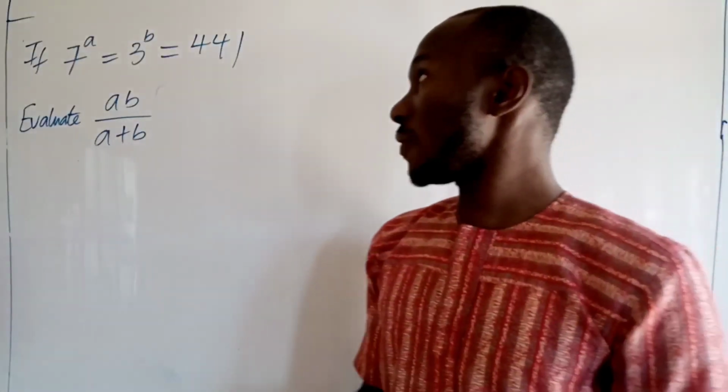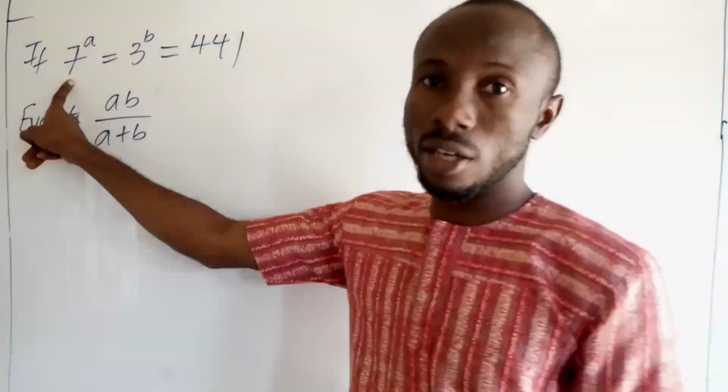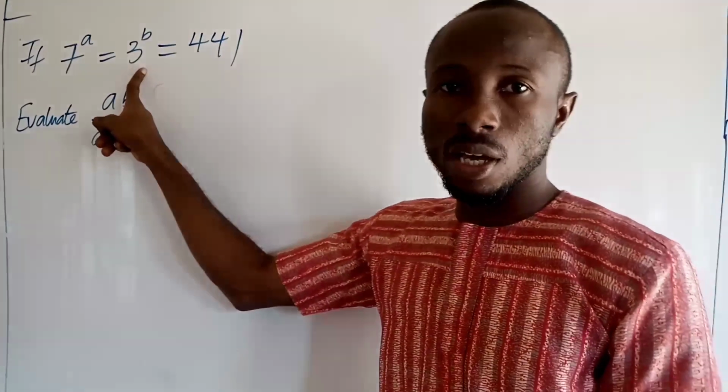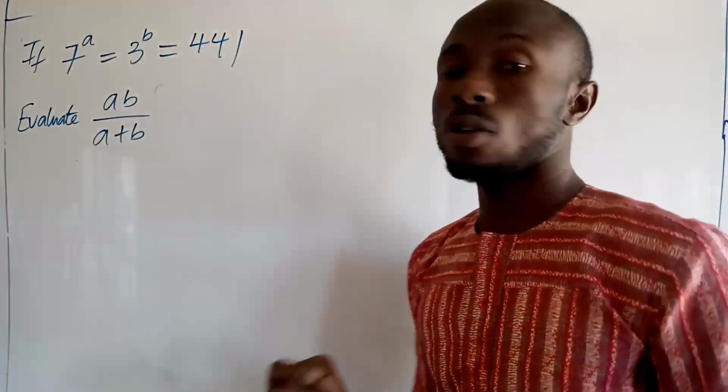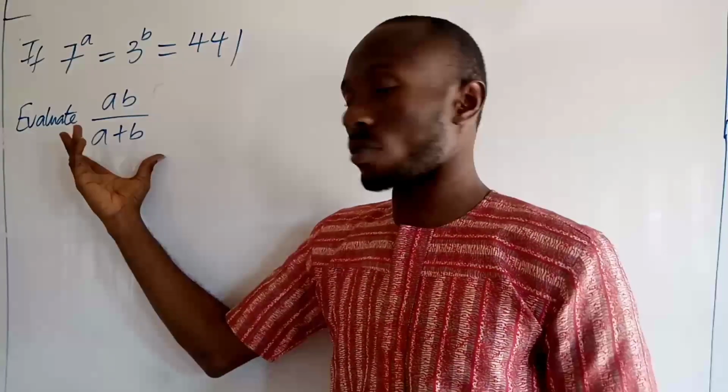Today's question: we are given that 7 to the power a is equal to 3 to the power b, and is also equal to 441. We are asked to evaluate this quantity right here, okay?